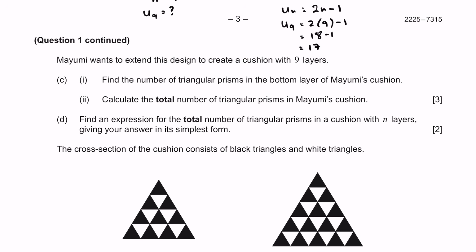All right, part 2 of part C. Calculate the total number of triangular prisms in Mayumi's cushion. So this is an interesting question. It's nice of them, I think, in a way, to highlight this word total, because now we're not dealing with just a term number, we're dealing with the sum of n terms. So in this case, calculate the total number of triangular prisms in this cushion with 9 layers. So not just the 9th layer, but all of the triangular prisms. How many triangles are there essentially?